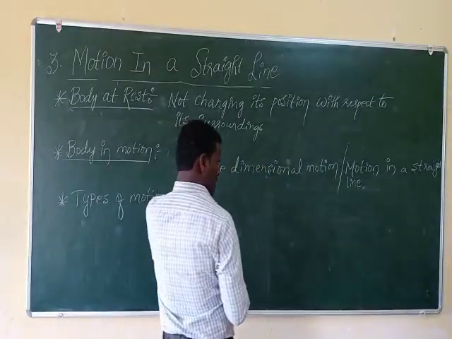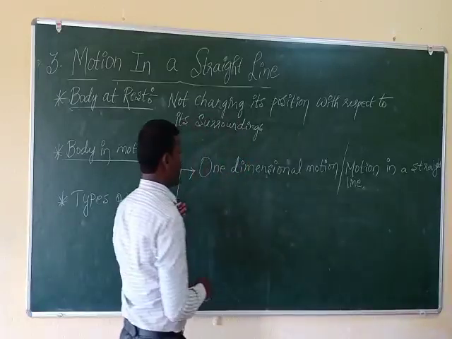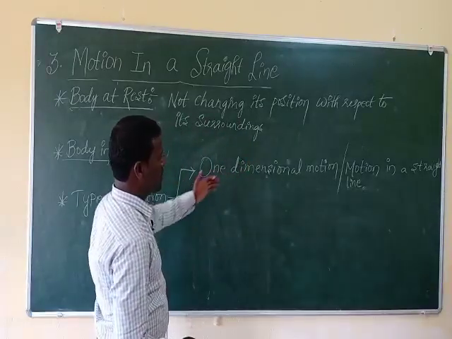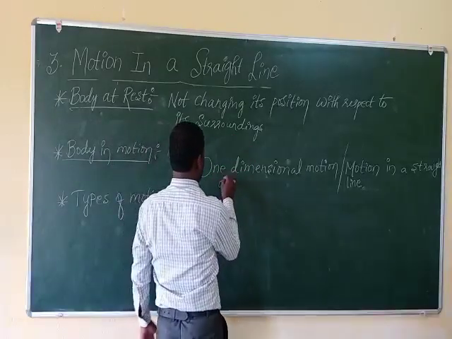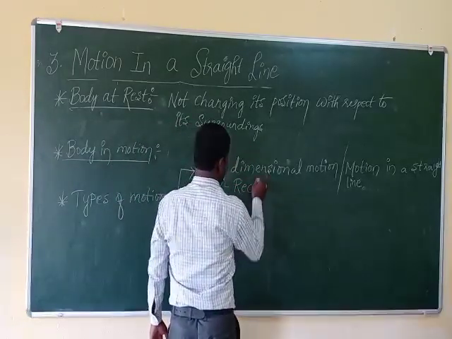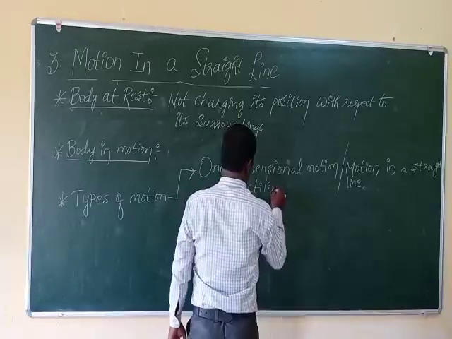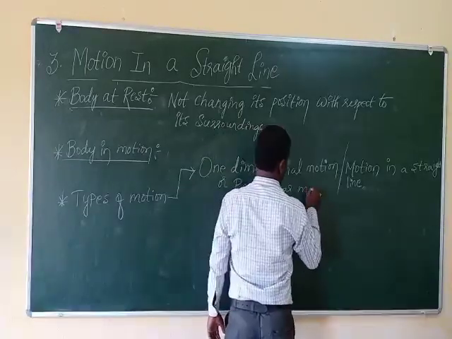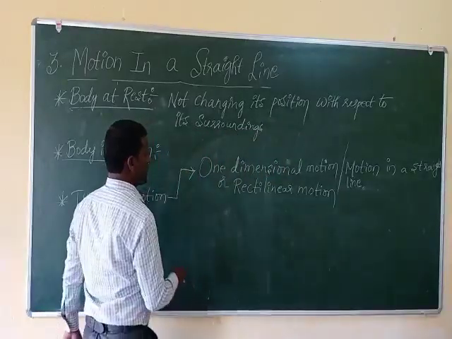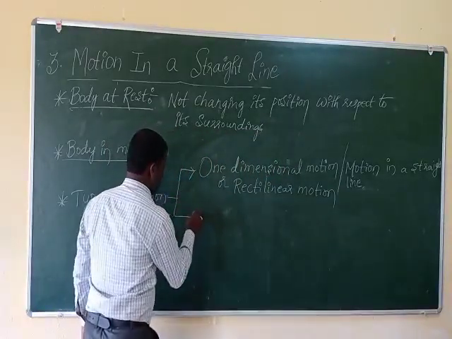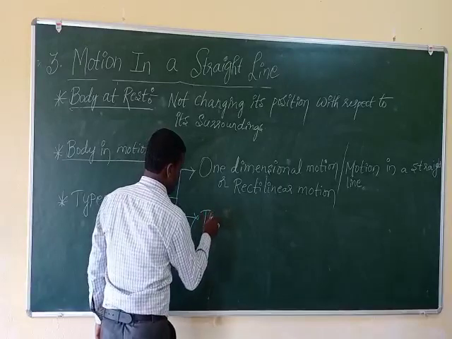Rectilinear motion. See, one dimensional motion, the first type. One dimensional motion or motion in a straight line or rectilinear motion, the first type. These are the three different names. Second one is two-dimensional motion.